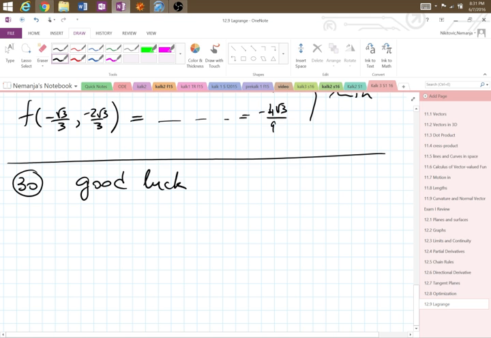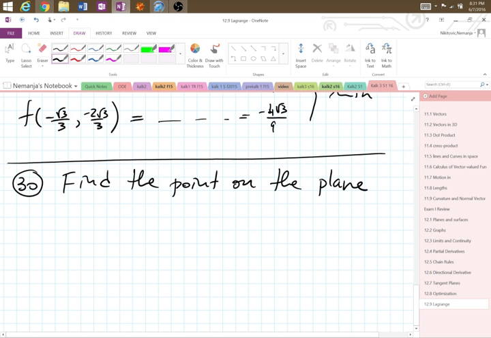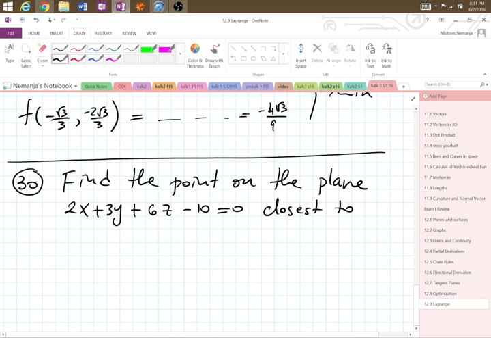I'm going to erase and write: minimum distance to a plane. Find the point on the plane 2x plus 3y plus 6z minus 10 equals 0 closest to the point (-2, 5, 1).